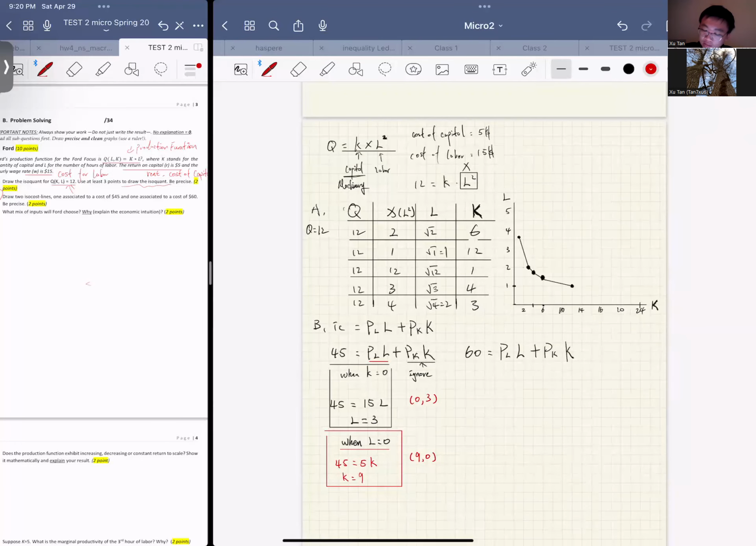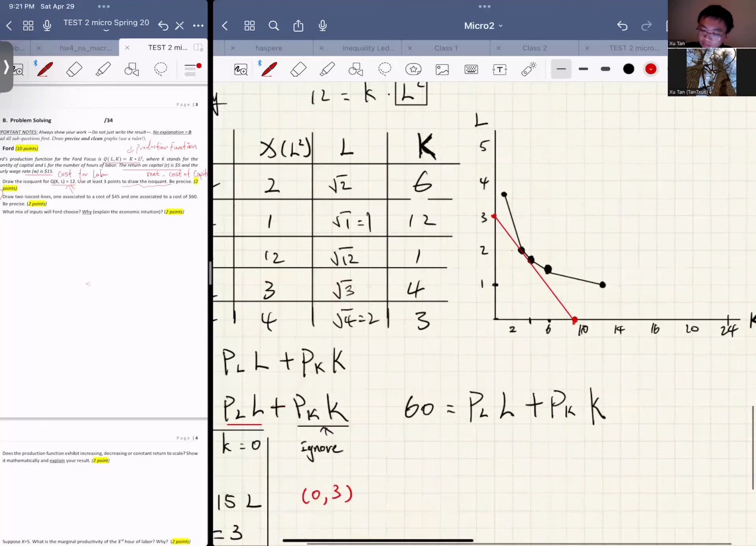This line is 0, 3, right here. Like this too. Make sure it's straight. Okay.